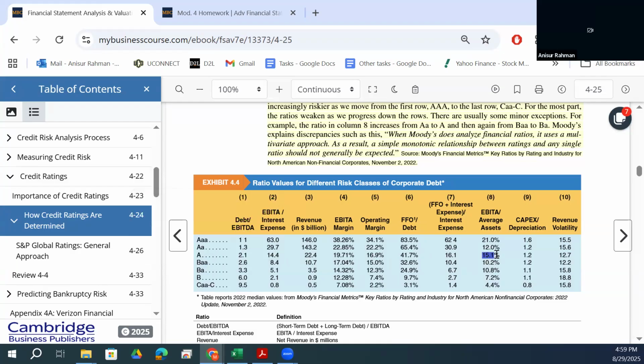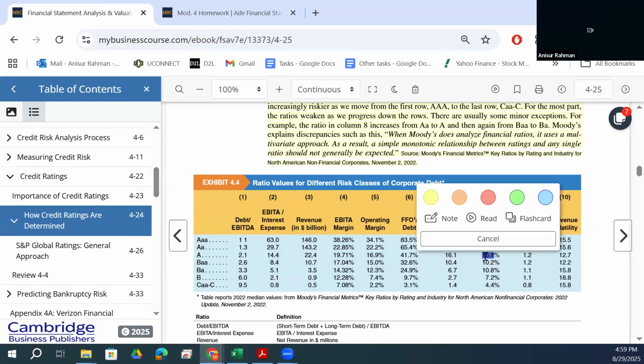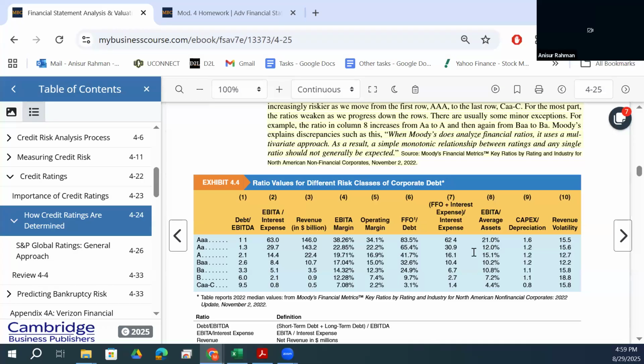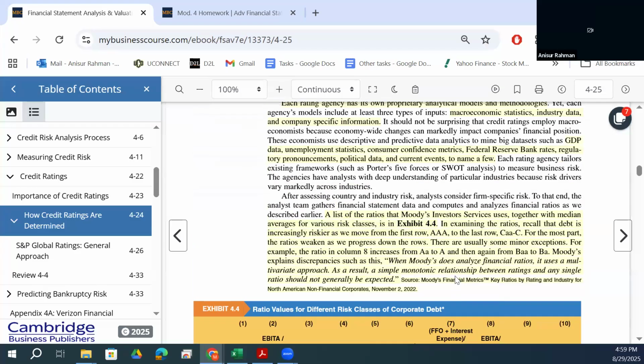Similarly here, this decreases from 15.1% to 12%. So that actually improves. Typically, we would expect a deterioration in the rating, right? But Moody's actually explains it here.